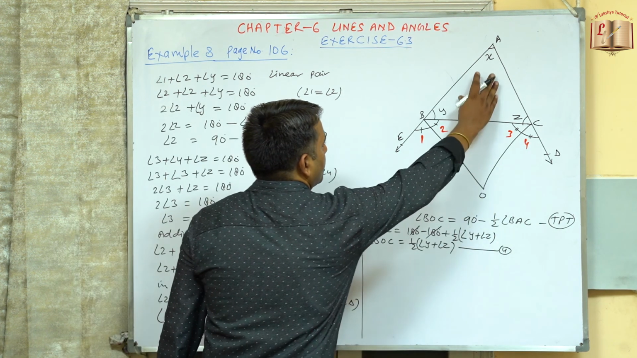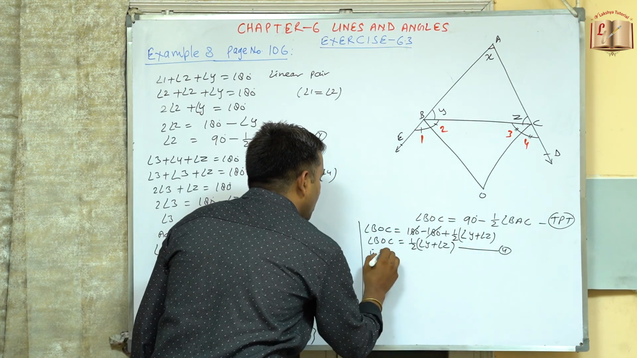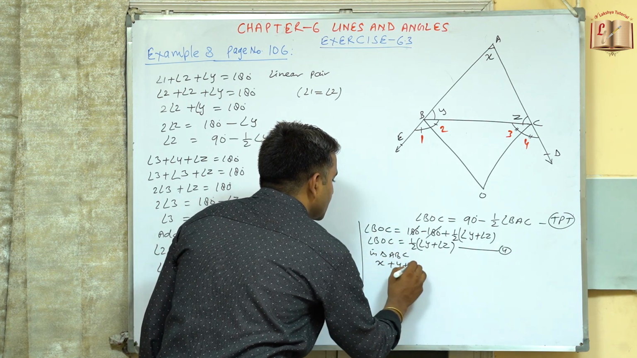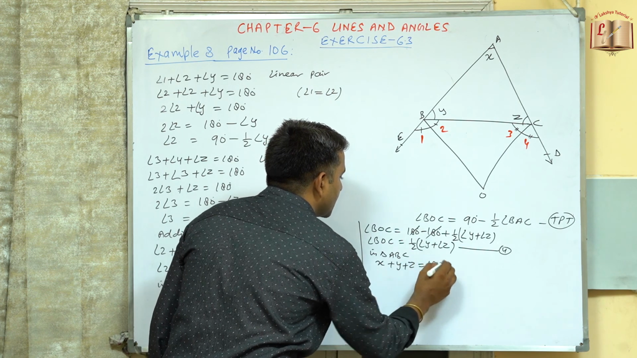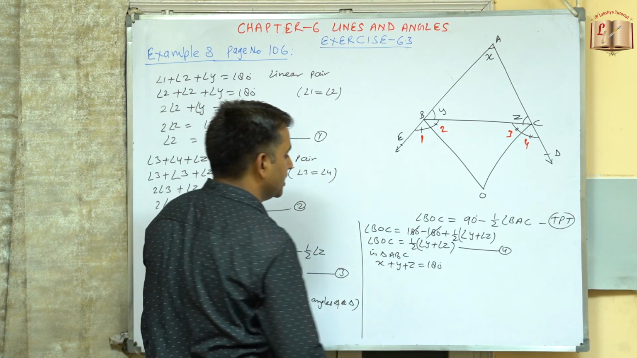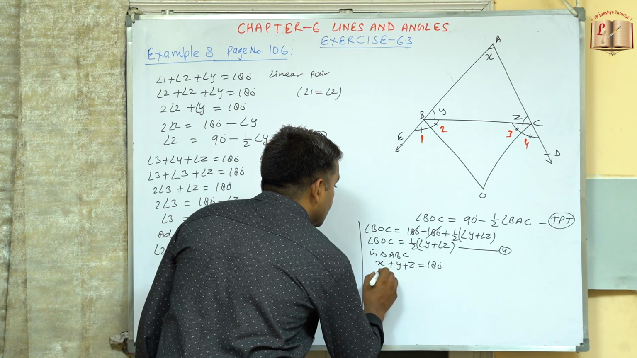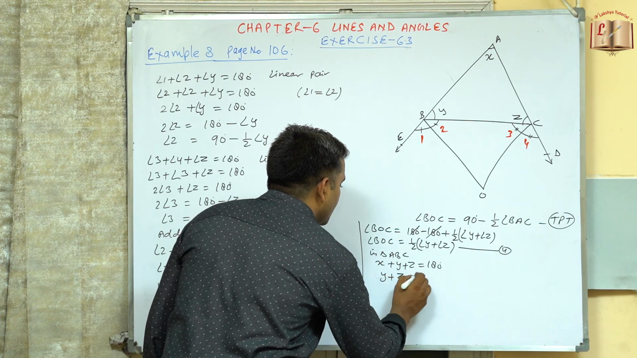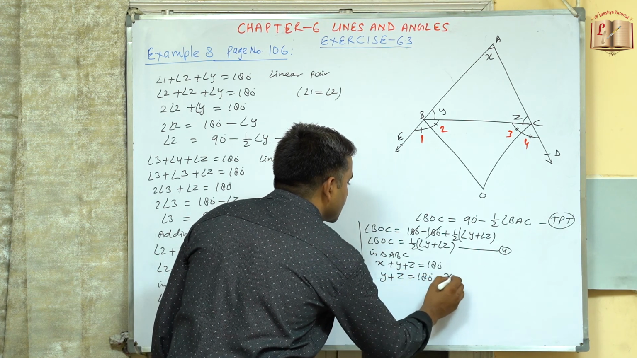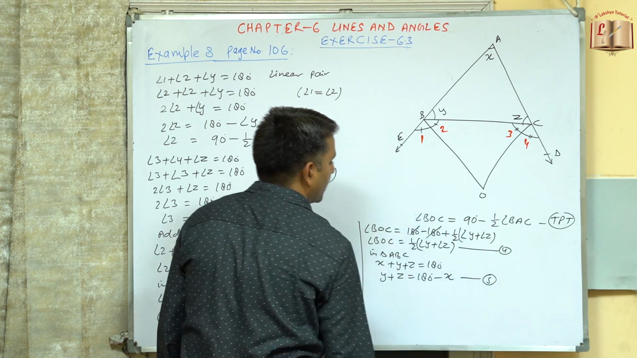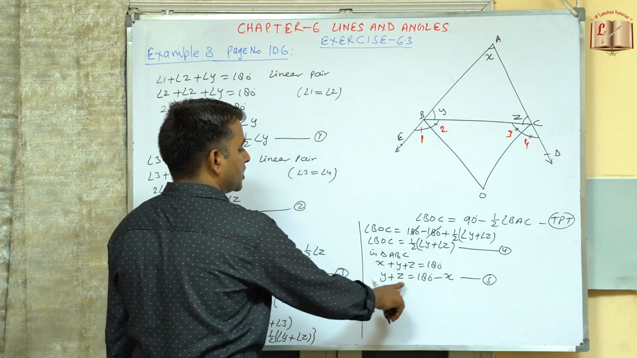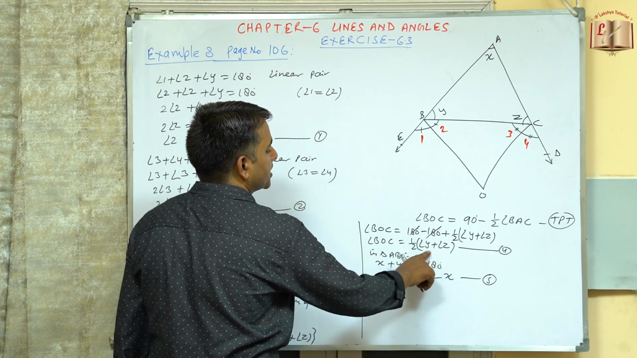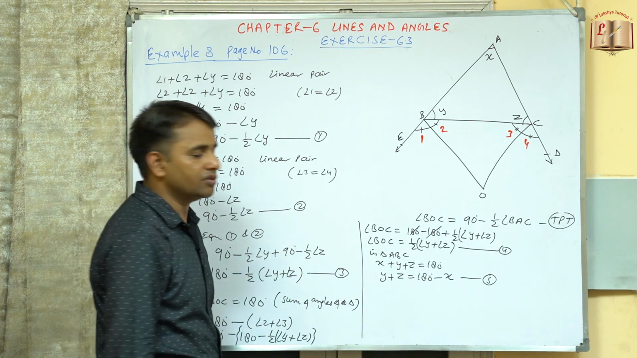Now coming to triangle ABC, x plus y plus z will be equal to 180 degrees, the sum of angles of a triangle. So I can write angle y plus angle z will be equal to 180 degrees minus x. This is equation number 5. The value of y plus z we got in equation 5, we can use in equation 4.